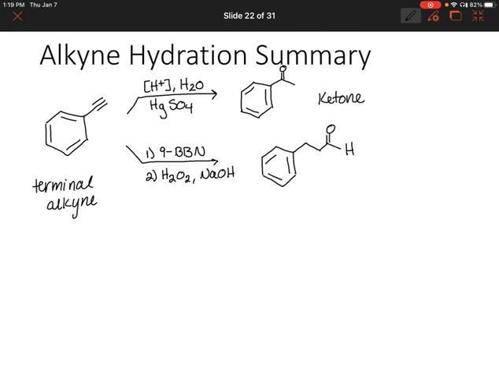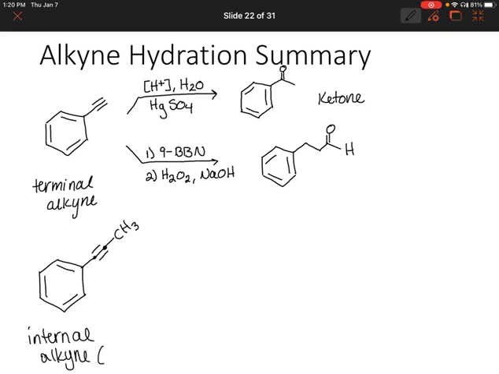Okay, now if we have an internal alkyne, and we haven't really talked about this yet with our hydroboration oxidation, but we can probably make some predictions here. So let's say we have an internal alkyne, so it's not on the very end, and it's asymmetrical. Let's perform hydroboration oxidation.